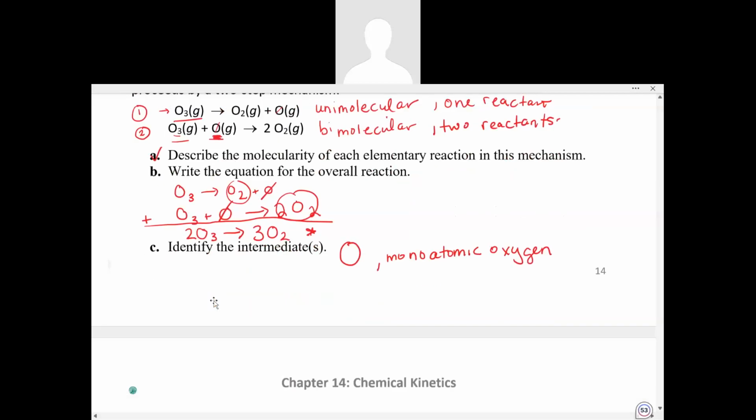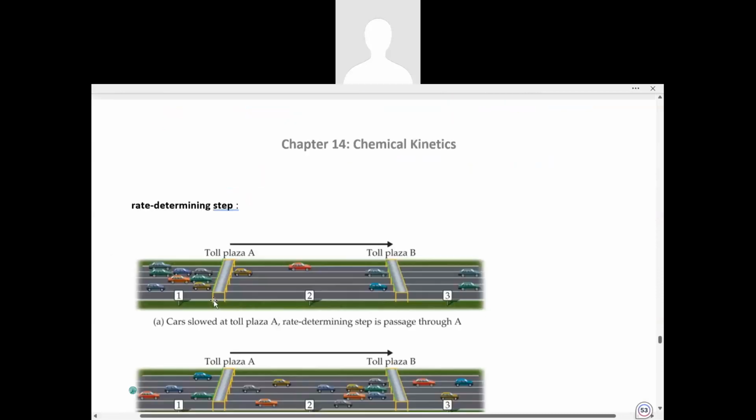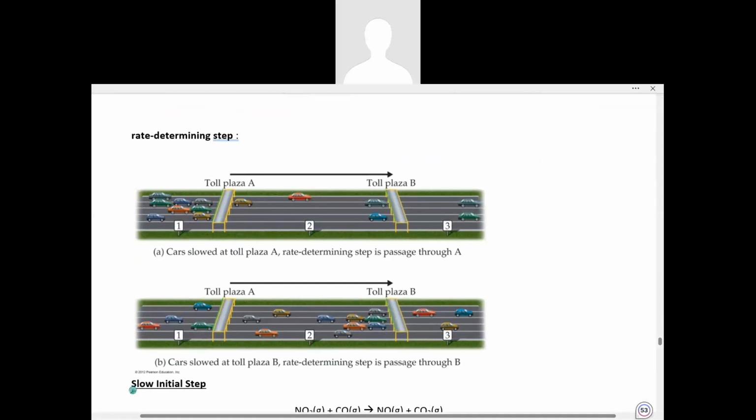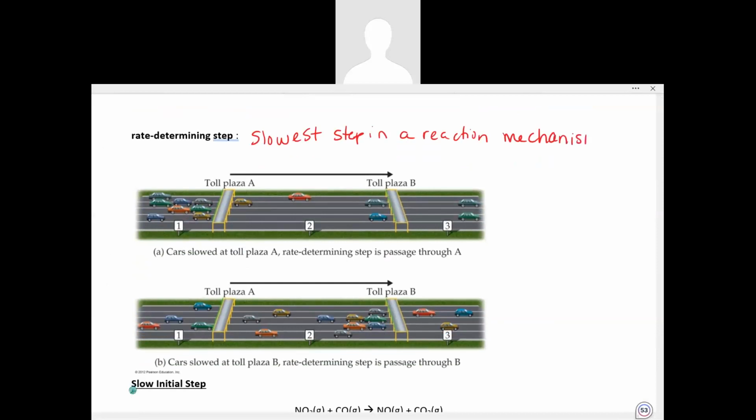So we'll take a look at the rate determining step next when we talk about mechanisms. And this is the slowest step in a reaction mechanism. So your reaction cannot go any faster than this rate determining step because this is the slowest step.